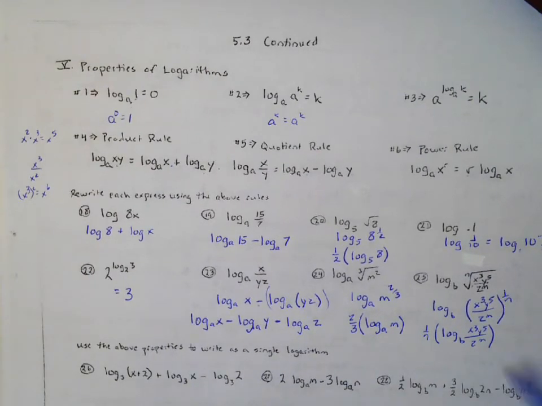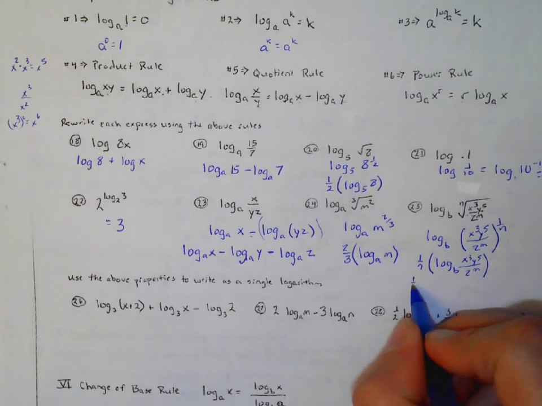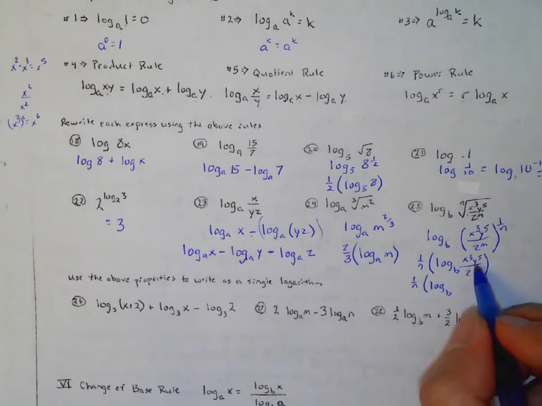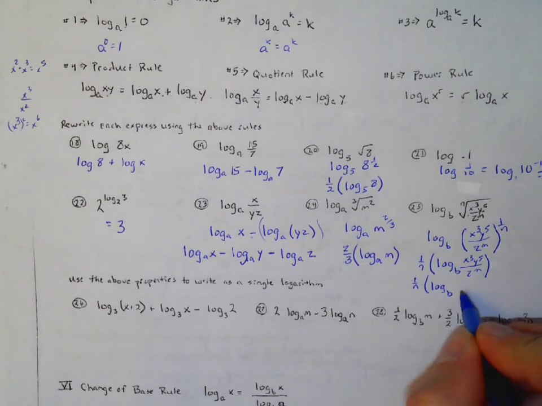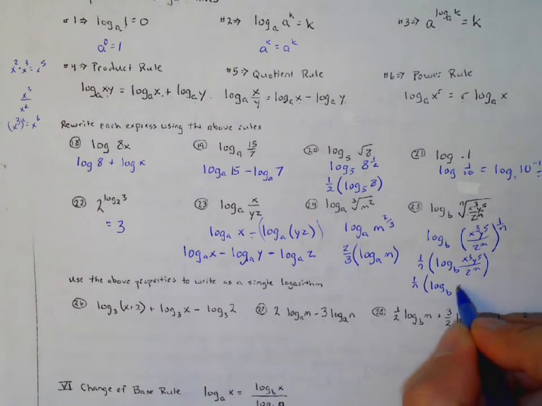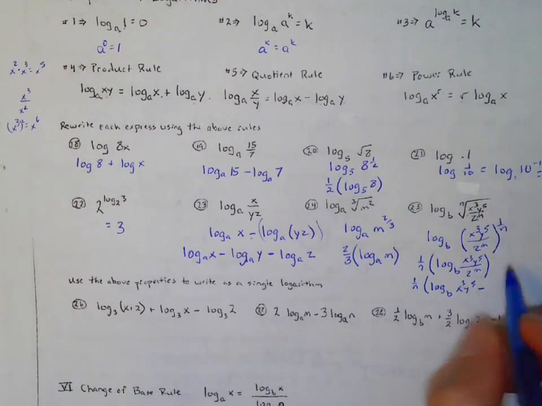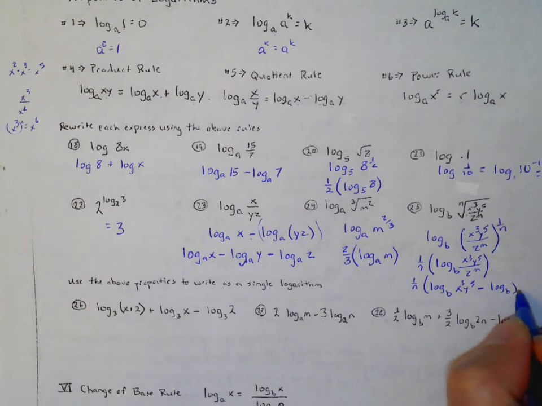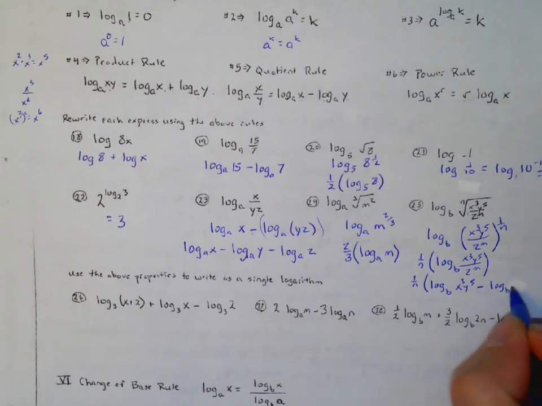Now I can think about the division here. So this would be 1 over n log base b. Division uses the quotient rule, which is a subtraction. So it'd be log base b of x to the third, y to the fifth, minus log base b of z to the m.